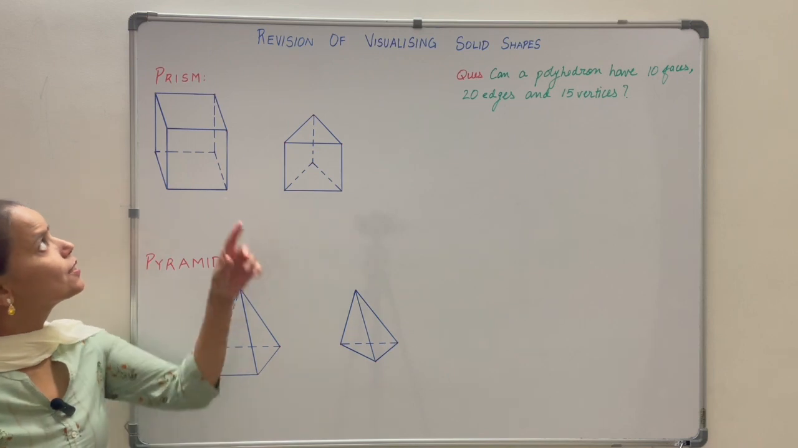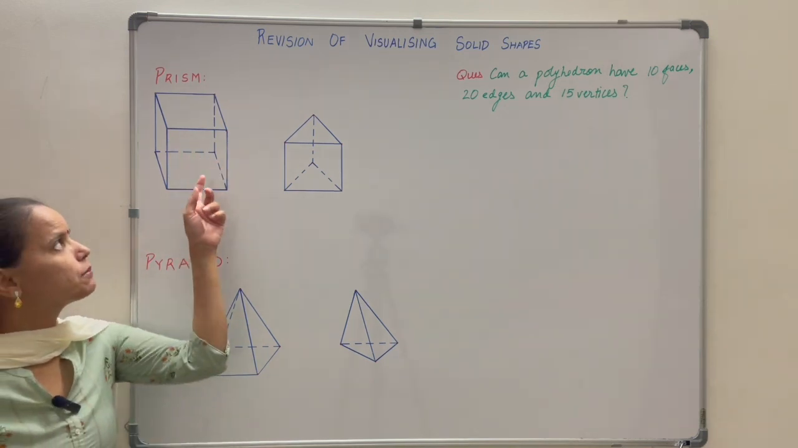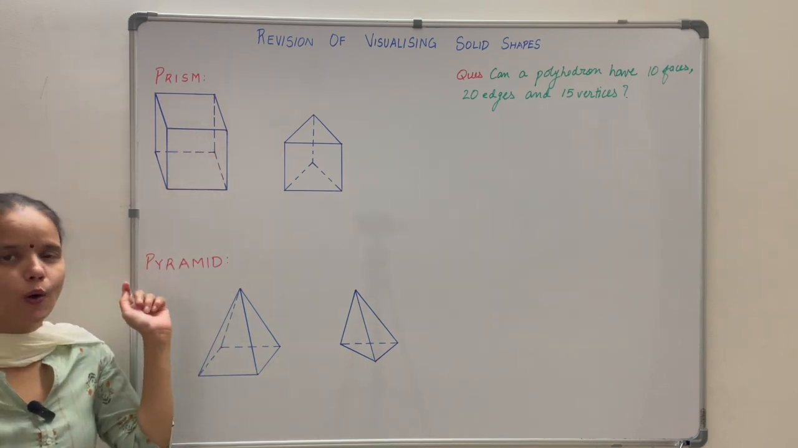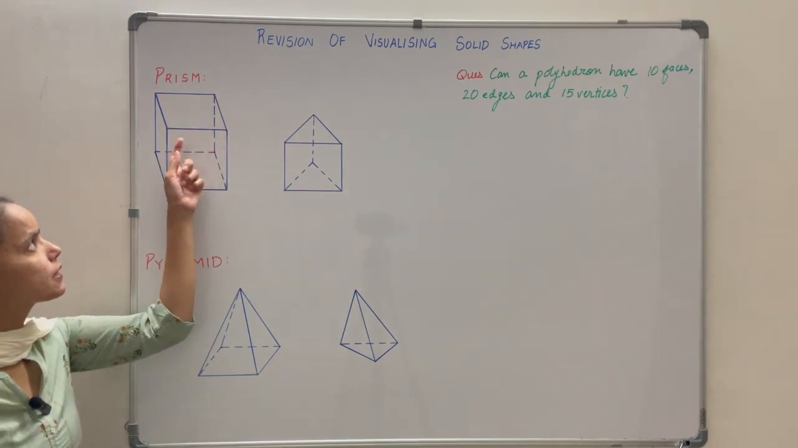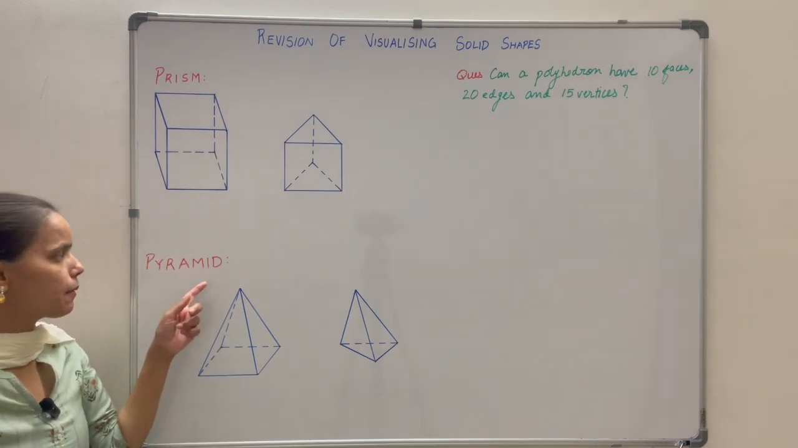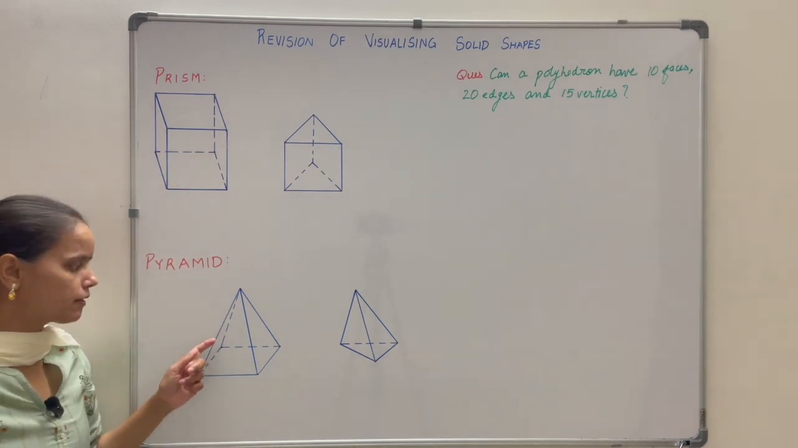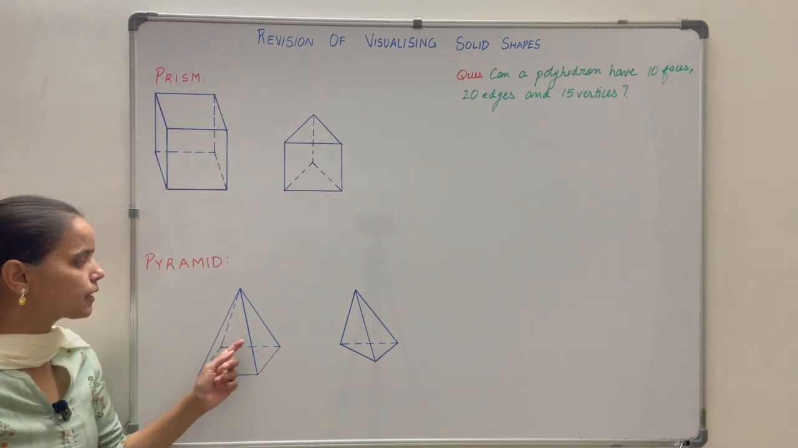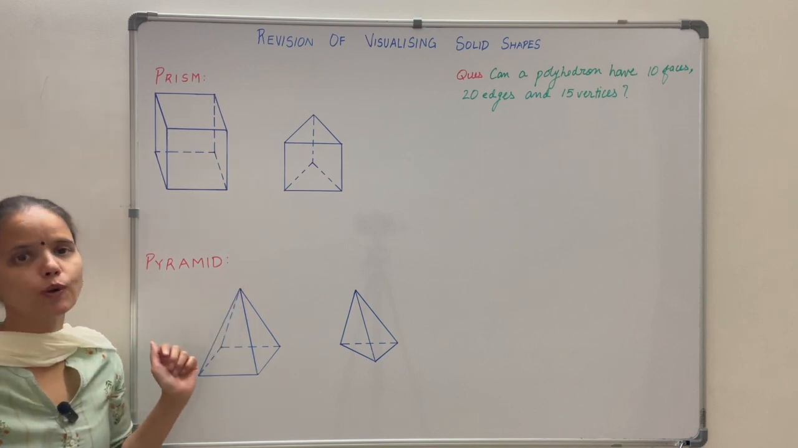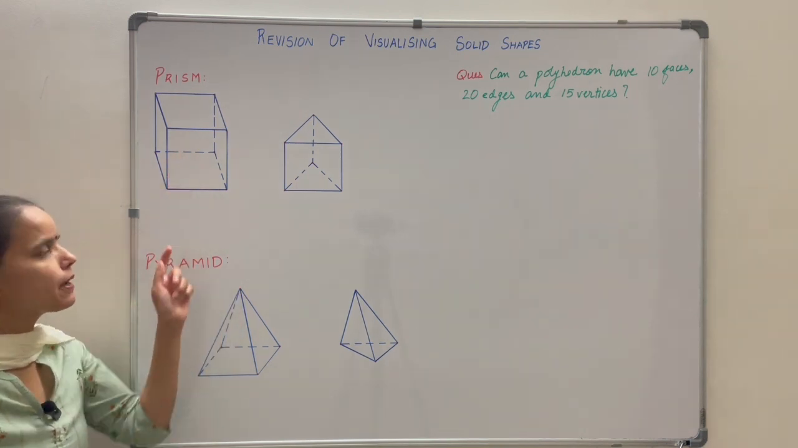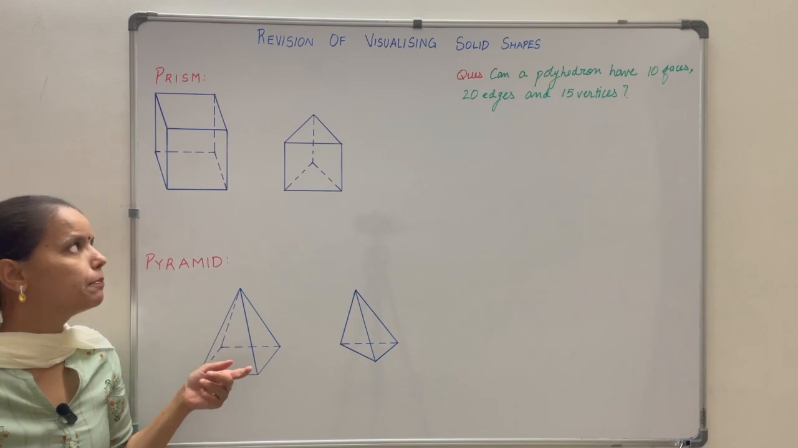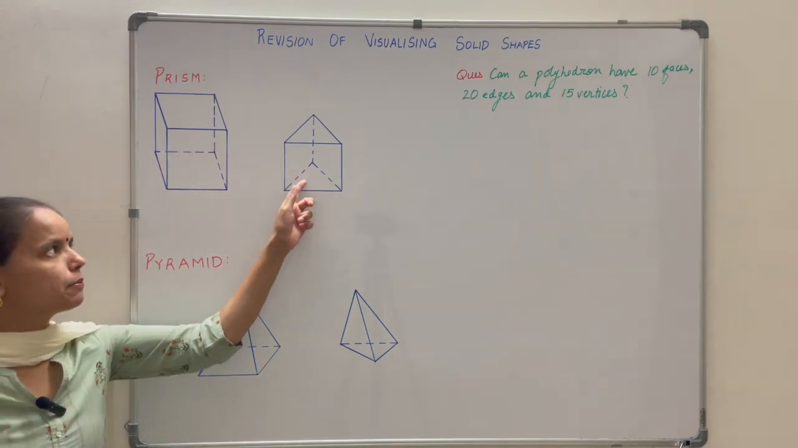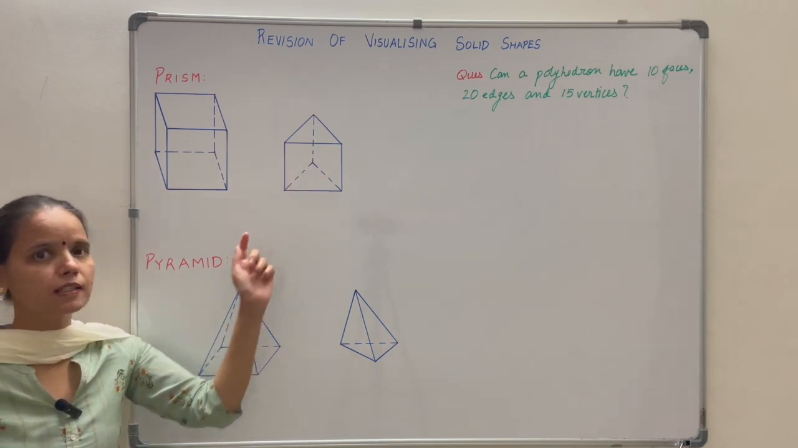Let us now discuss prism and pyramid. Prism is a polyhedron in which the top and the bottom faces are congruent polygons and the lateral faces are parallelograms. Pyramid is also a polyhedron in which the base is a polygon of any number of sides. The lateral faces are triangles which are connected to a common vertex. Both prism and pyramid are named after their base. Here the base is a square, so we say this is a square prism. Here the base is a triangle, so we say it is a triangular prism.